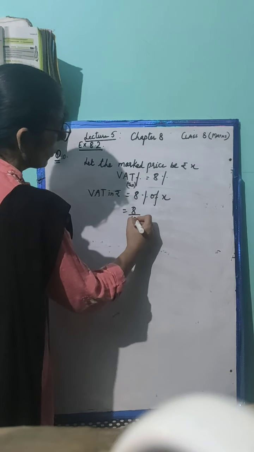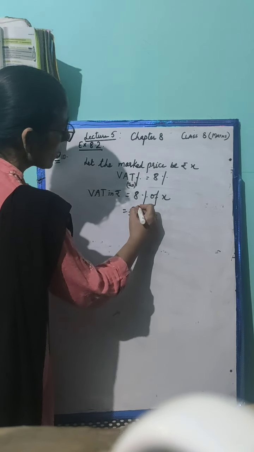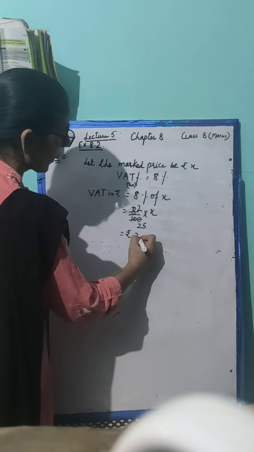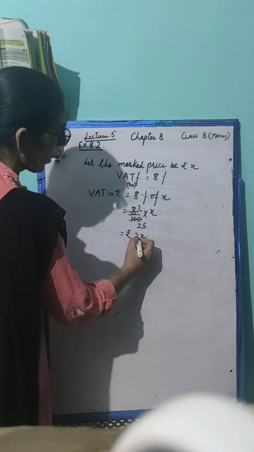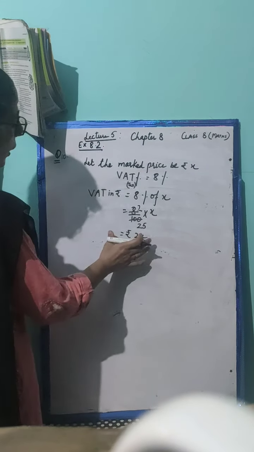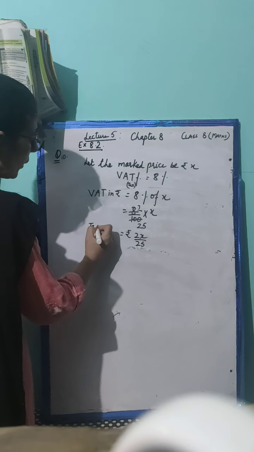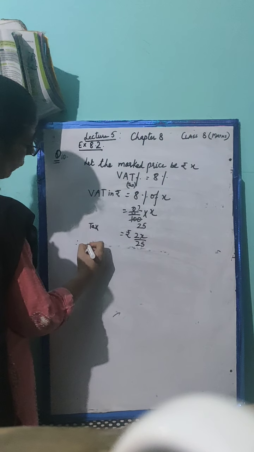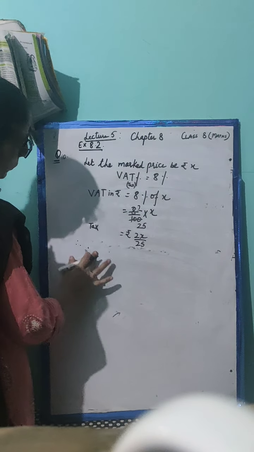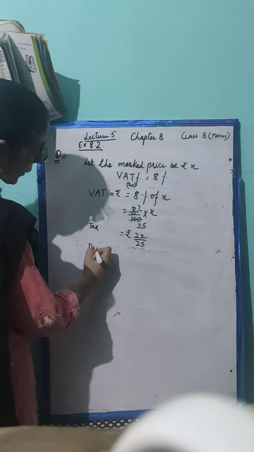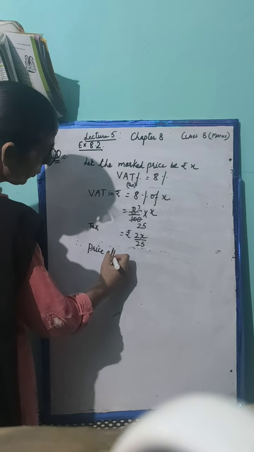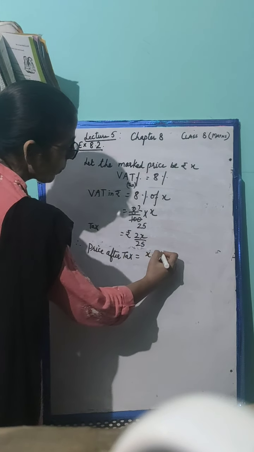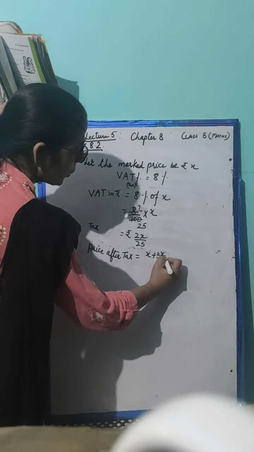8 rupees में कैलकुलेट करें. This is 4 2s and 4 25s. तो VAT in rupees आ गया, 2 into x is 2x by 25. अब ये वैट है, टैक्स है, तो टैक्स हमेशा ऐड करेंगे. Therefore, price after tax is equal to x plus 2x by 25.